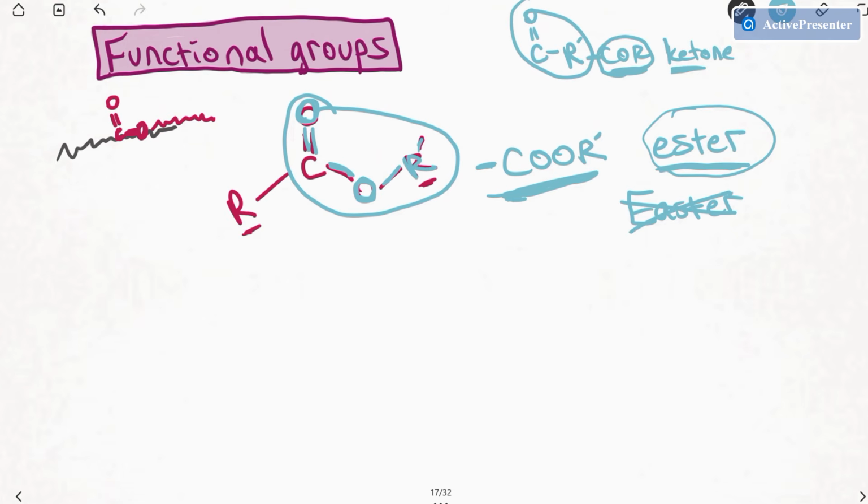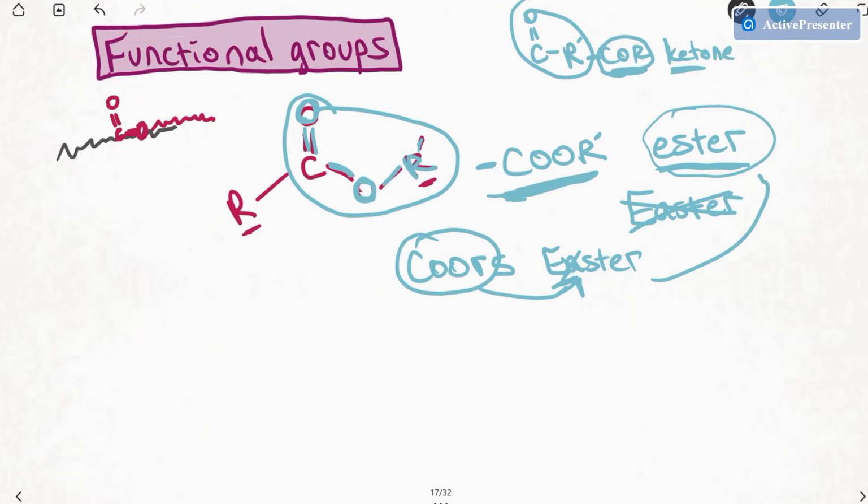But, and this is how I remember ester, my uncles always drank Coors beer when we got together for Easter. We'd get together and have a big barbecue. My uncles would always be drinking beer. They actually drank a different brand of beer, but this is how I remember COOR is ester. And it's just no A in the correct spelling of ester. But on Easter, my uncles would get together and they'd drink Coors beer. And so that's how I remember ester is COOR attached to something else. And it has to be the C double bonded to oxygen on one side, and the next part of the C is an oxygen single bonded to the C, and then it goes on to the rest of the thing.